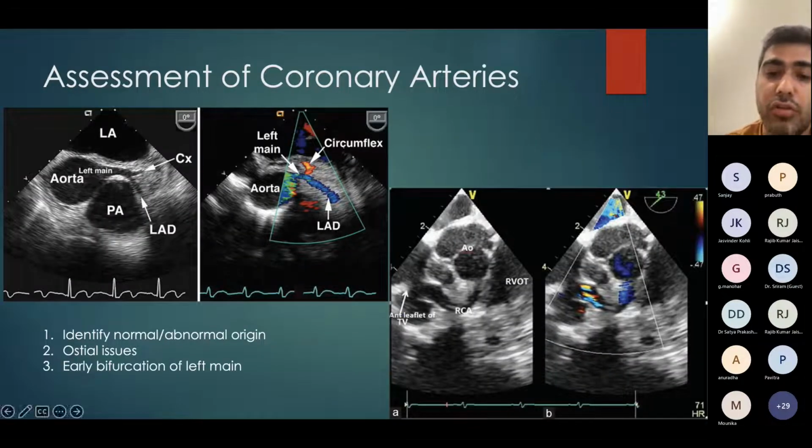Assessment of the coronaries is also very important in cases of aortic valve surgeries. We need to identify whether there is any normal or aberrant origin, whether there are any ostial related issues, or any early bifurcation of the left main, where we need to guide the surgeon about the placement of the direct ostial cardioplegia cannulas, so that there is no preferential distribution of the cardioplegia to any particular area.